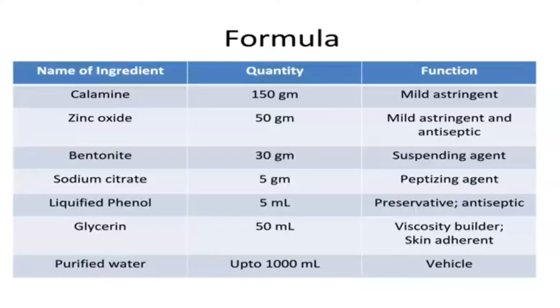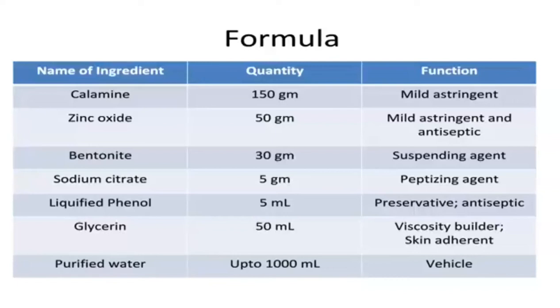First one is the calamine, 150 gram. It is used as a mild astringent in this preparation. Next is the zinc oxide, 50 gram. It is used as a mild astringent and antiseptic in this preparation.